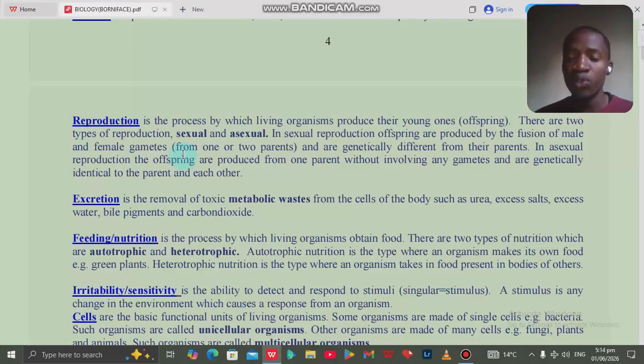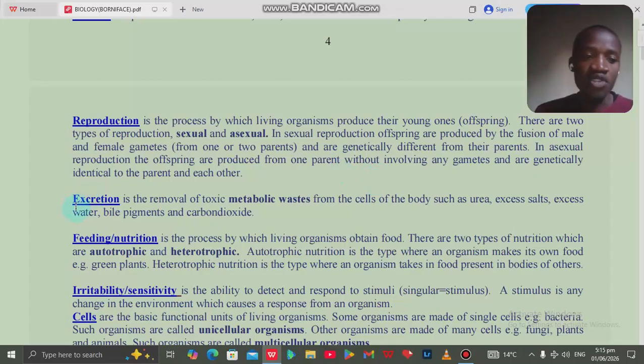When these two fuse, their nuclei fuse, that is fertilization. And in that fertilization, we are going to have offspring that are similar to the parents. Now, asexual reproduction does not involve the use of sexual gametes, and the offspring that are produced are quite different. They are not similar to those of the parents, or they are not identical.